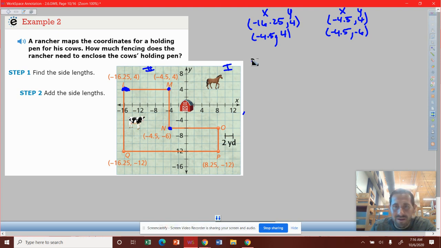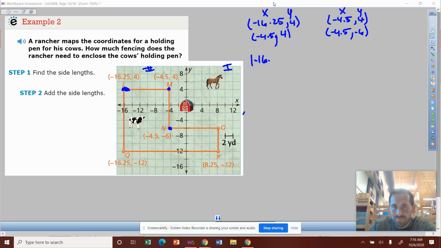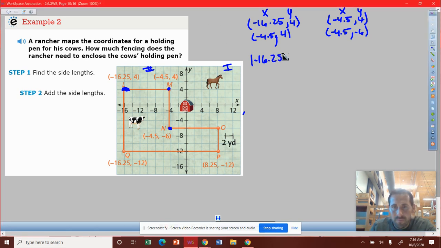So we're going to have the absolute value of negative 16.25 minus the absolute value of negative 4.5. That'll be that distance. Over here, we have the points M and N. Are they in the same quadrant? No. So this one, we're going to have the absolute value of 4 plus the absolute value of negative 6, and we're going to find those distances. So this is only going to take care of this length and this length. So we're doing 2. We still have many more to go.